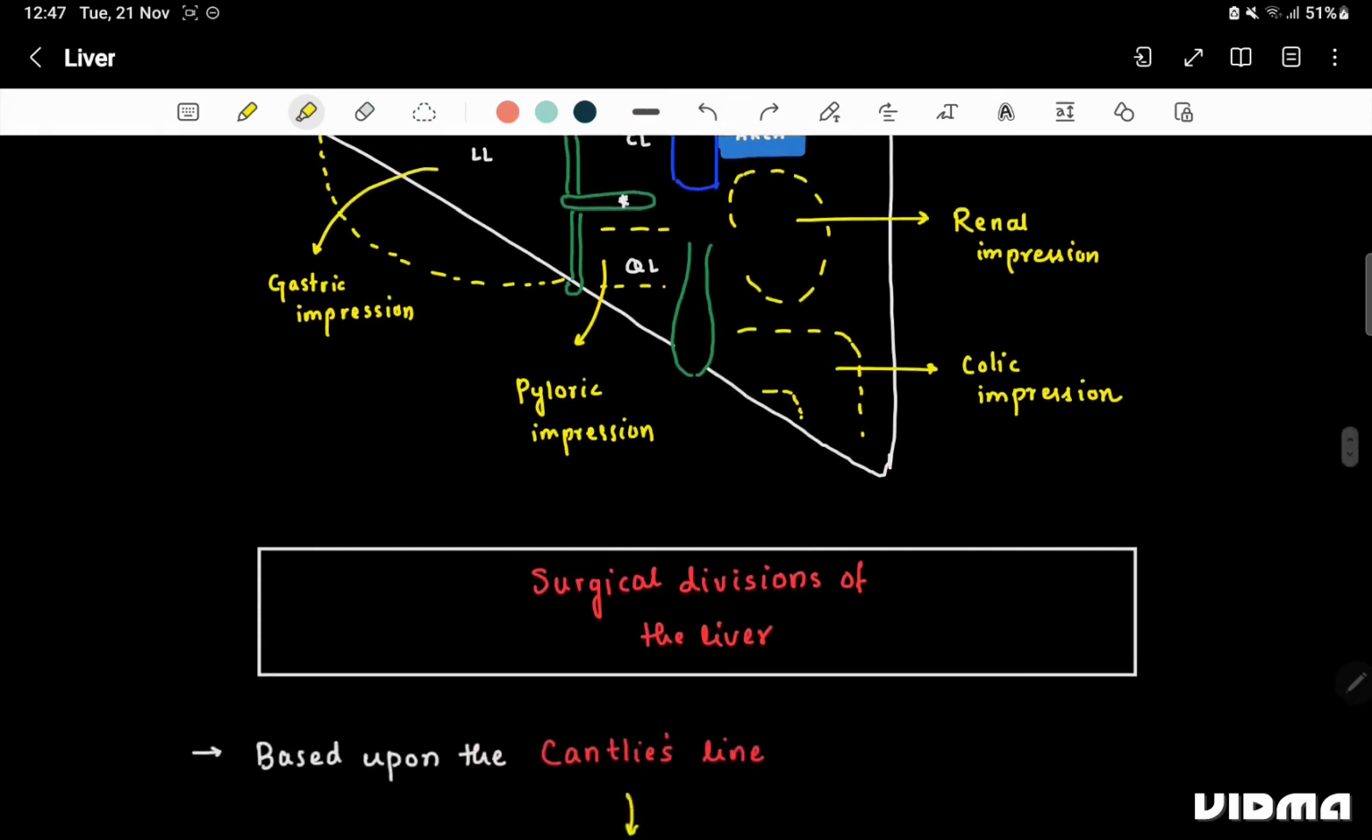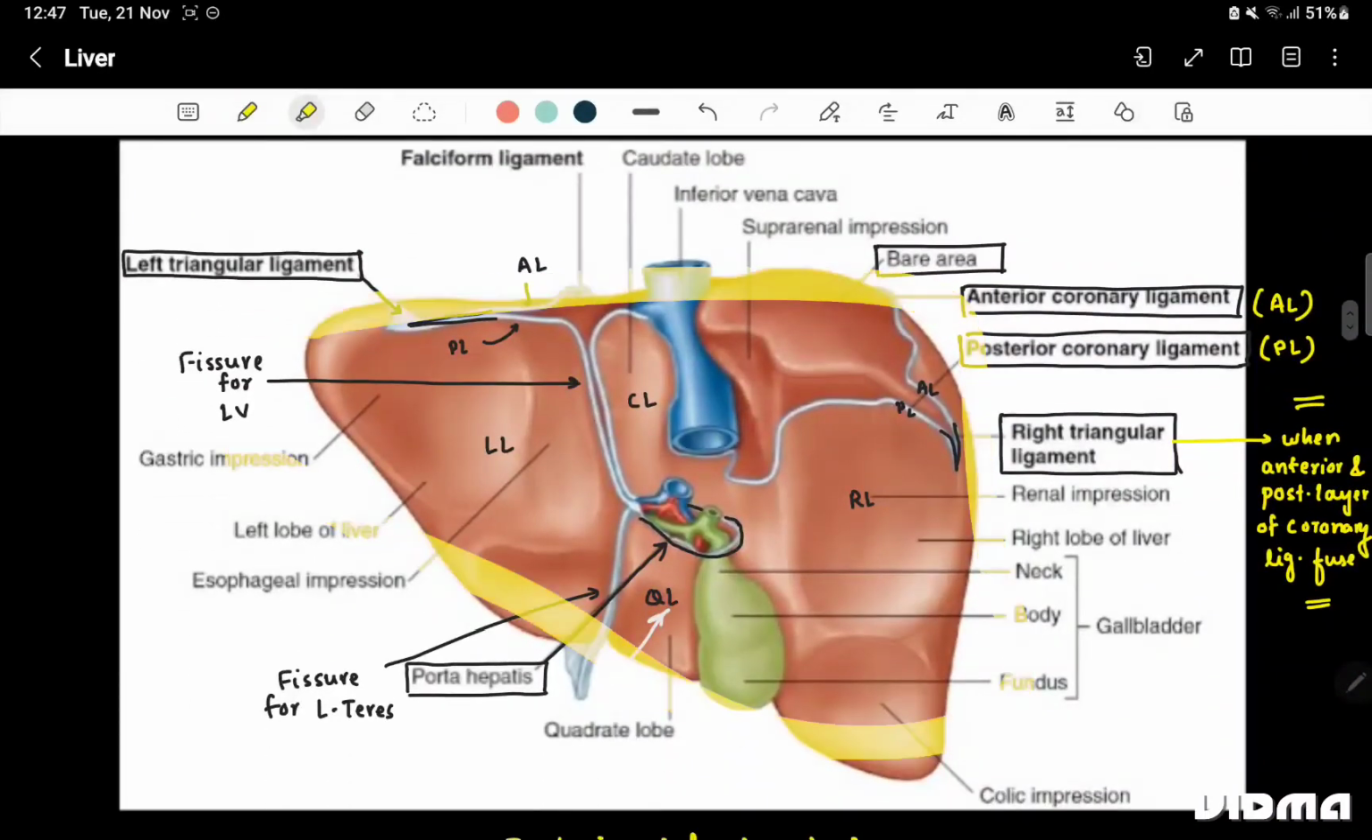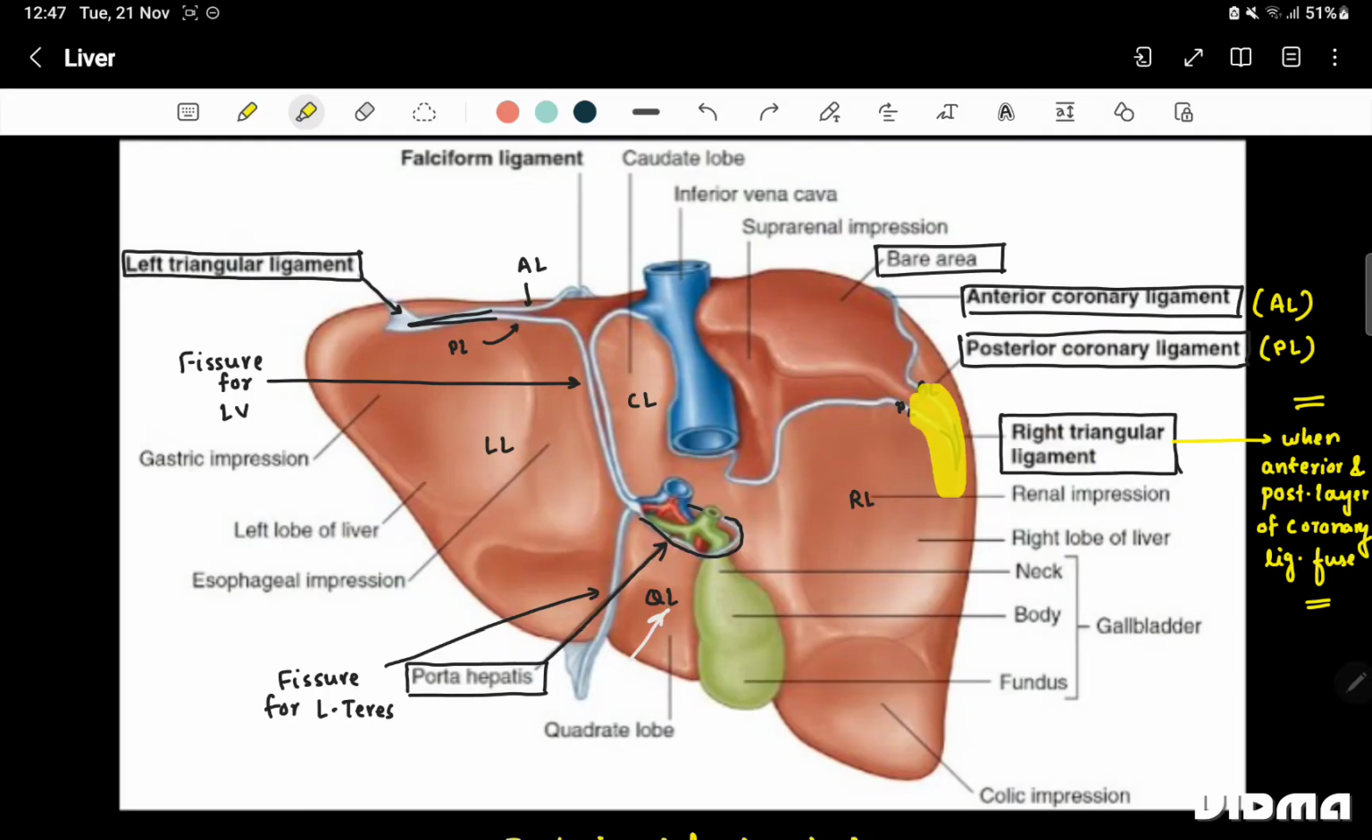After discussing this, let's move to this diagram which we have, the real-time picture. You can see the liver here, and this is a left triangular ligament which is running like this. This is your right triangular ligament which is running like this.